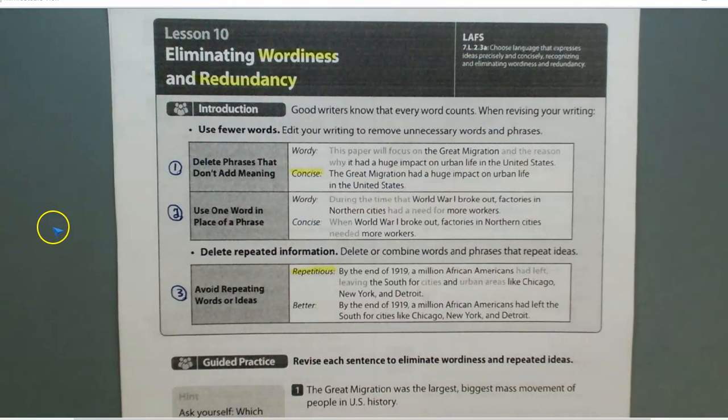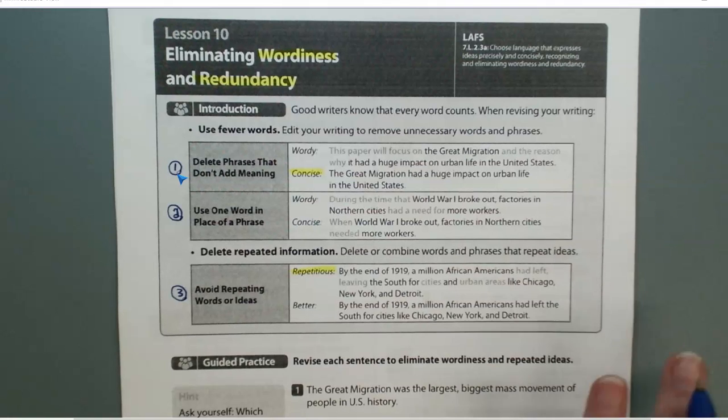Okay, so eliminating the wordiness and redundancy. Two ways to do that: using fewer words and deleting repeated information. Deleting phrases that don't add meaning, using one word in place of a phrase, and avoiding repeating words and ideas. Okay? So three things to look for. First example, deleting phrases that don't add meaning.